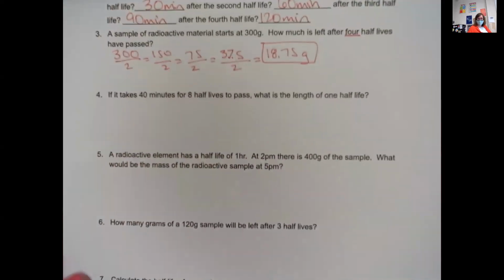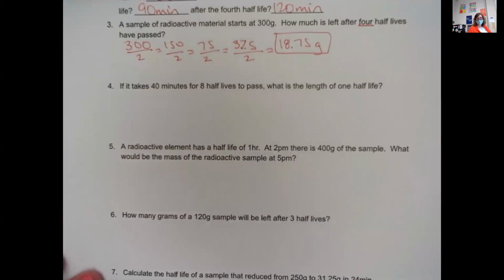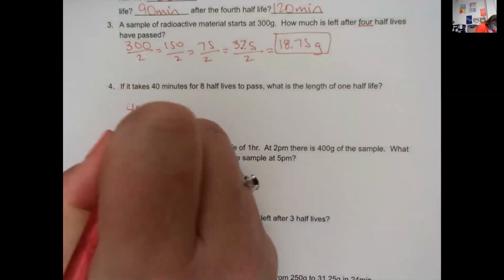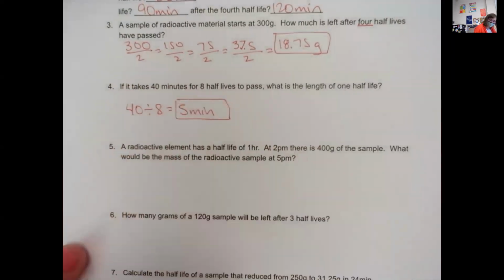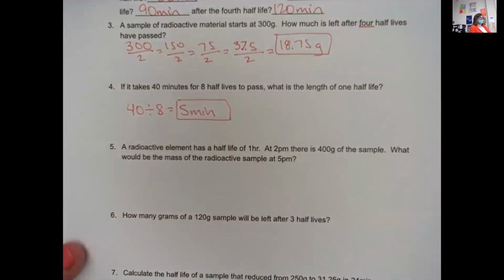Next question. If it takes 40 minutes for 8 half-lives to pass, what is the length of 1 half-life? How do we do that one? Yeah, just 40 divided by 8 because we know all half-lives are going to be the same length of time. And so you've had 8 5-minute periods that have happened in that total of 40 minutes.